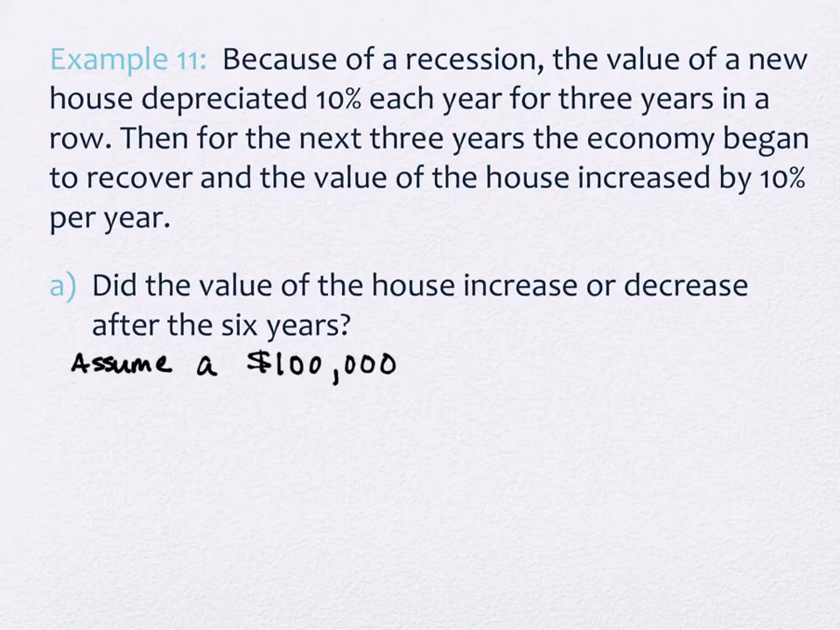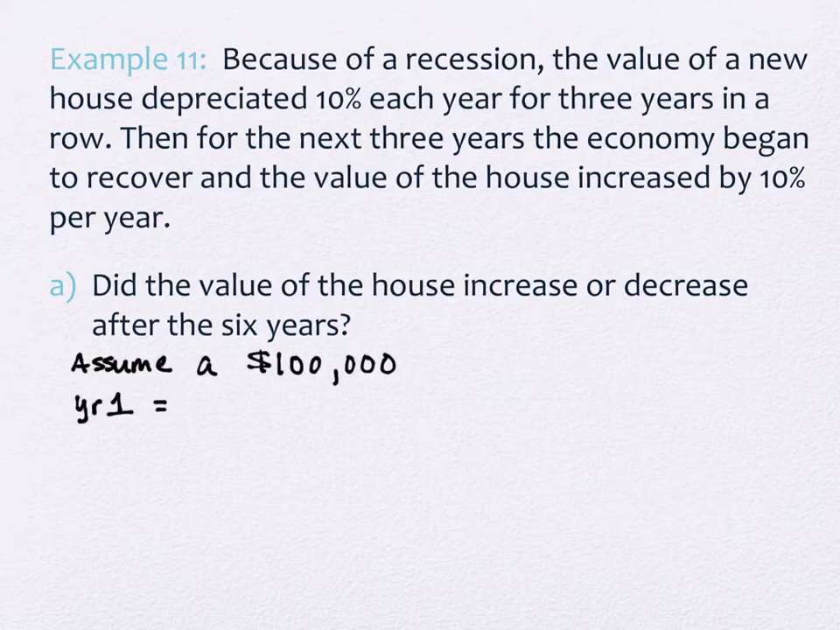So the first year that the person has this property after year 1, it goes down in value by 10%. Now you can probably tell me what 10% of $100,000 is. What is it? It's $10,000. So it means that the house is now worth $90,000.